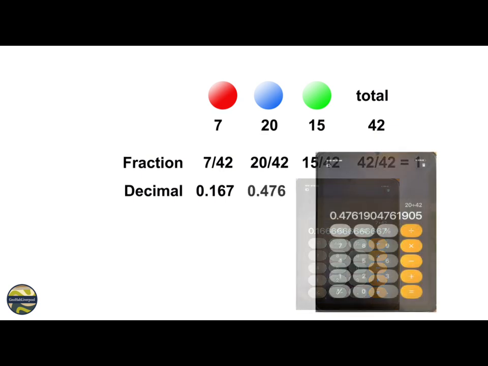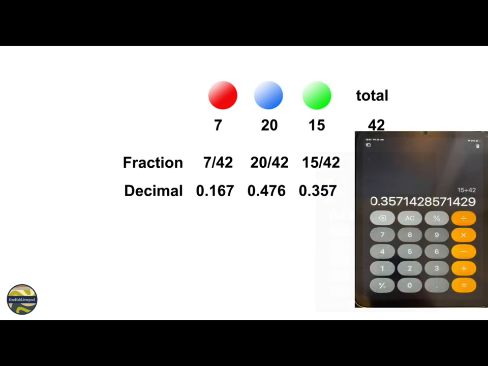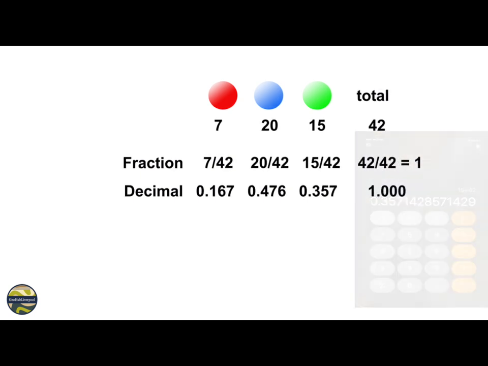Again, for the blue beads, the calculator shows that it is not an exact decimal, so we will just show 3 decimal places. We have the same problem with the last fraction, so we record 0.357. Adding the 3 decimals together gives exactly 1. This will not always be true because the 3 decimals are not exact values, and we were just lucky that this worked.